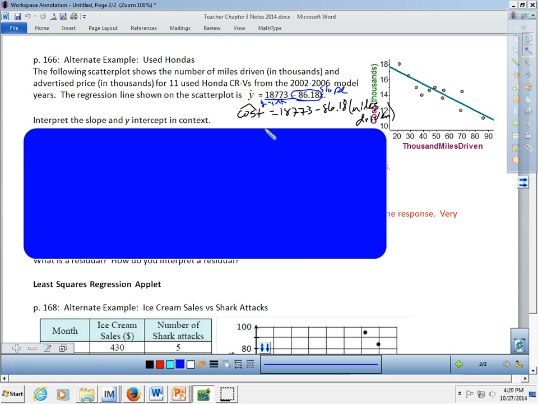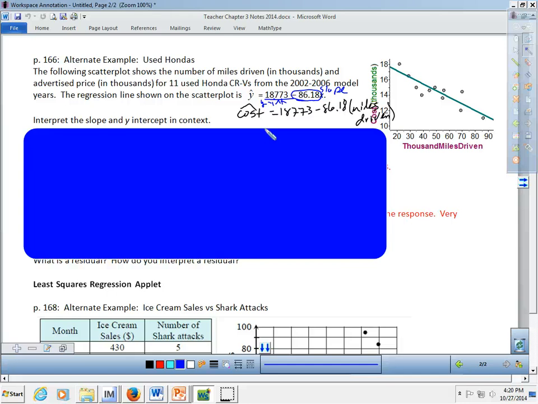Okay, so what do those two things mean? Well, first off, your slope is negative 86.18. Now, in Algebra 1 class and Algebra 2 class, we very often liked our slope to be in the form of a fraction, right? Because then we can get our rise and run out of it. Our change in y over the change in x. How much does x have to change, which is your denominator, in order to get a certain change in y, which was your numerator? In statistics, we don't need that.